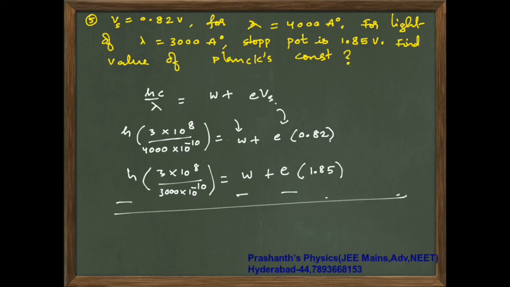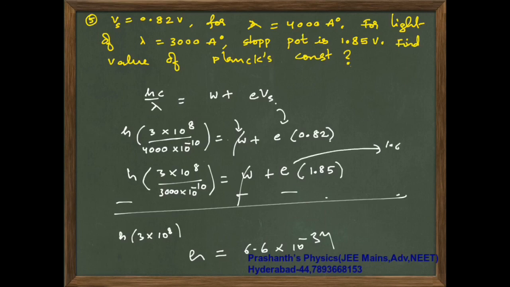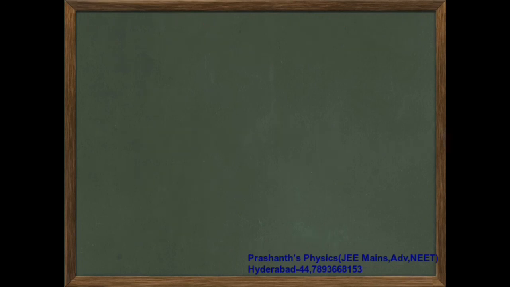Subtract. Work function will cancel off. H into 3 into 10 power 8, this thing you simplify and give the value of h, you will get 6.6 into 10 power minus 34. In place of e substitute 1.6 into 10 power minus 19. The e value is 1.6 into 10 power minus 19. I hope you are going to simplify and do this. Look at the logic of the question. Setting up this equation is the physics part of it. Next.